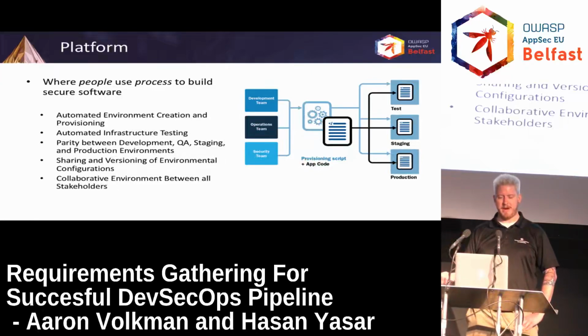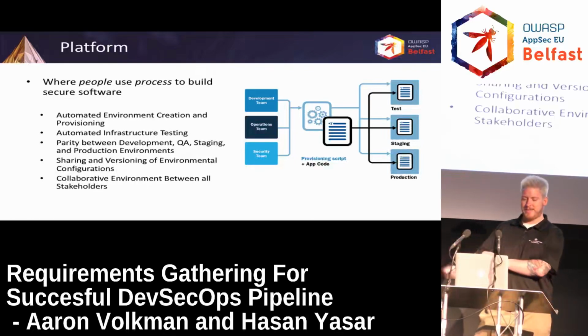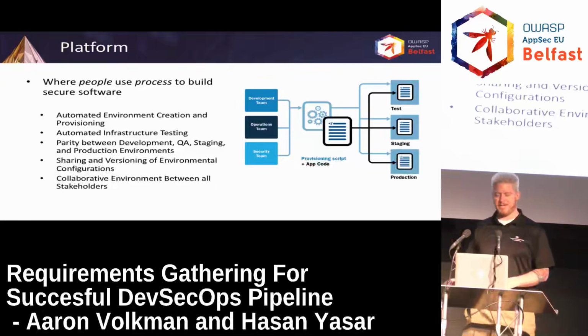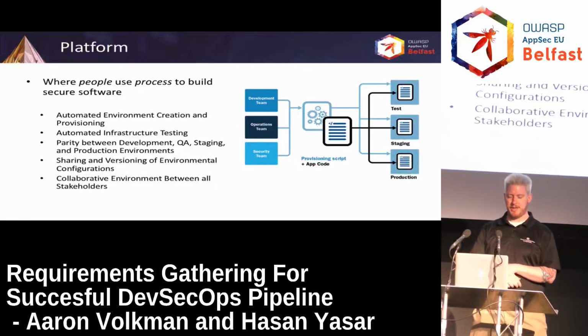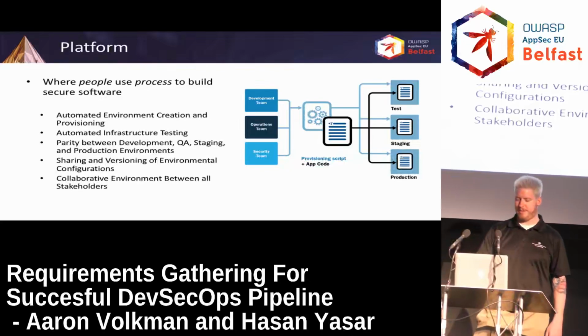We want to make sure that we have parity between development, QA, staging, and production environments so that we're assured that if it works in dev, it's very likely to work in the future stages as well. We want to enable our platform so we can use configuration scripts as a communication mechanism for sharing and versioning of environmental configurations, and also to collaborate on it, so dev has a say and ops has a say in how a server is going to be configured, for instance.